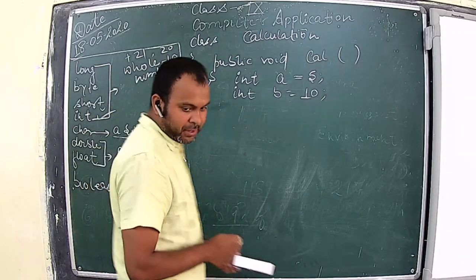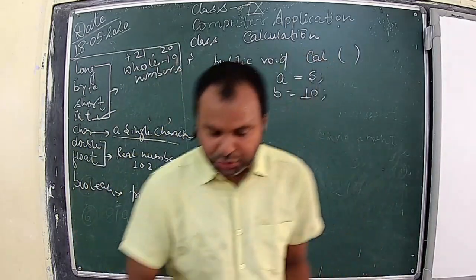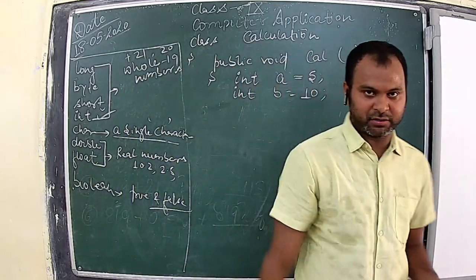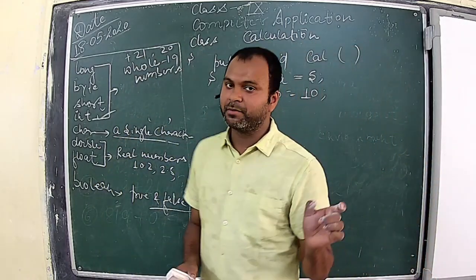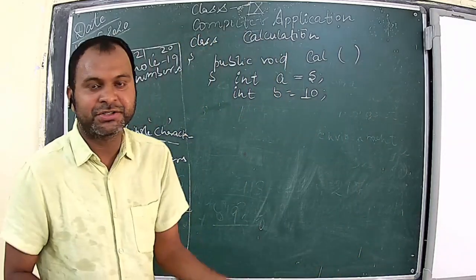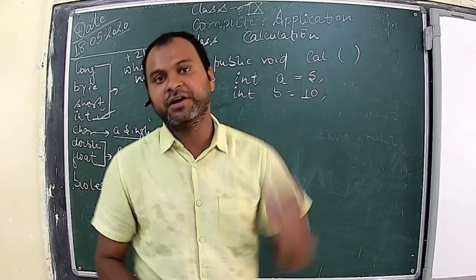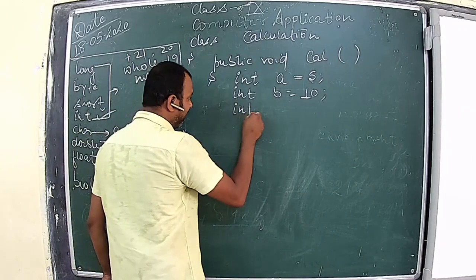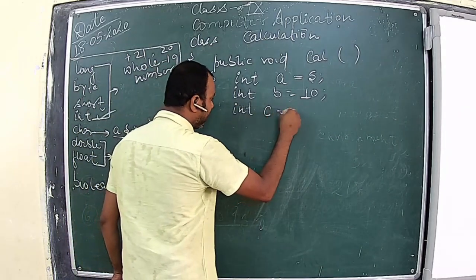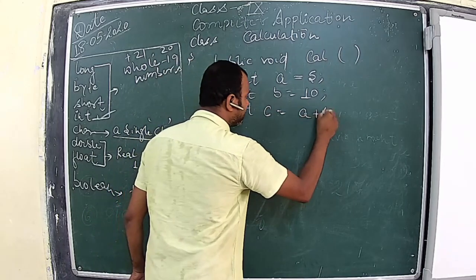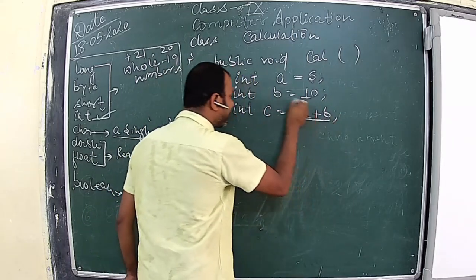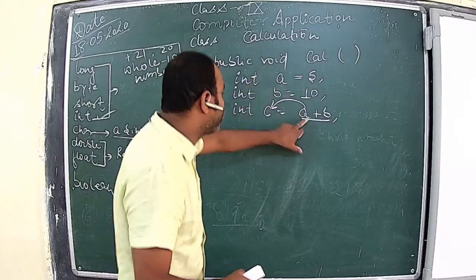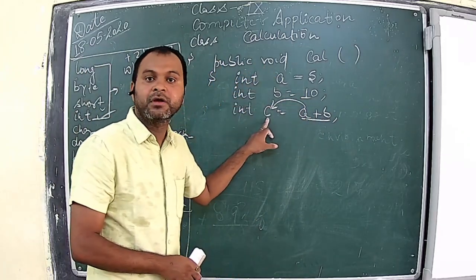So see, in mathematics also, when you add two numbers, you store the result somewhere. When you do some manipulations, you store it in a different variable. So here also I need one empty variable, like c, and I will add these two, a plus b. These two will be added, and the addition of a and b will be shifted to c.